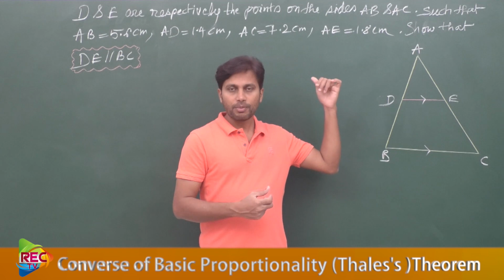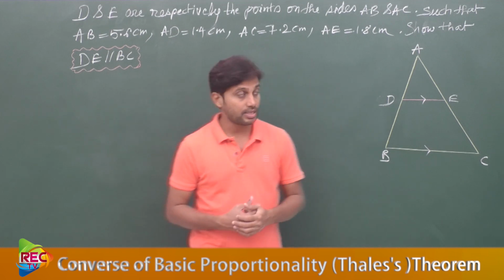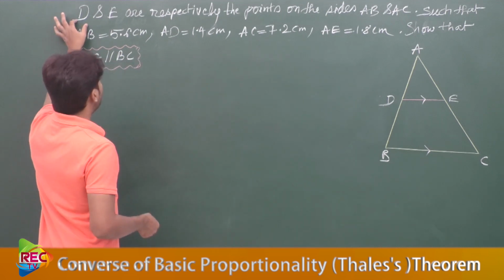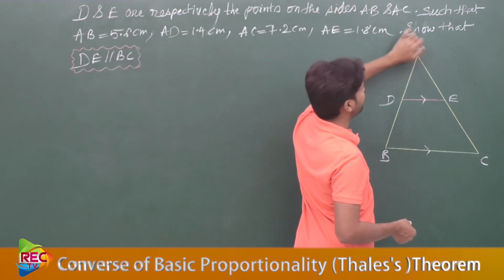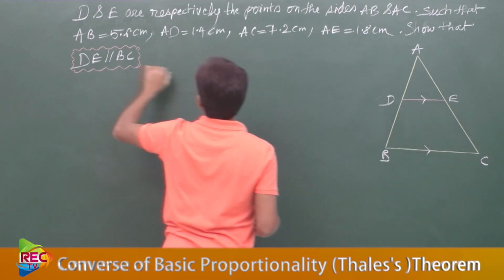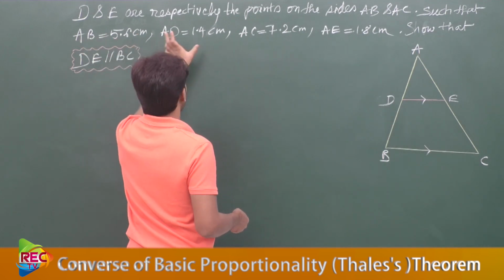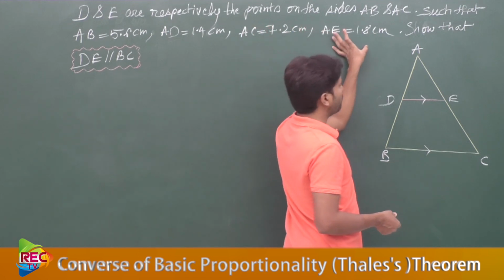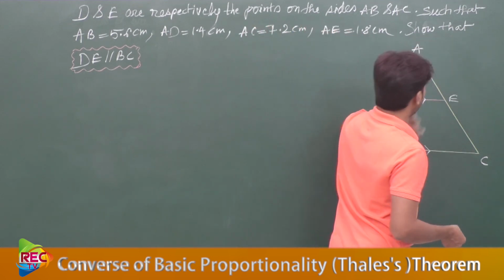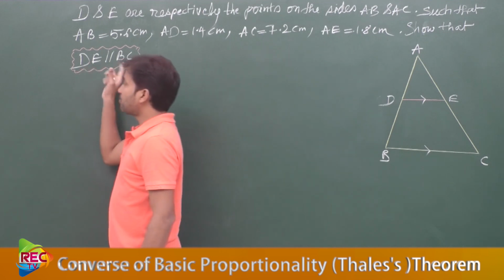Let us see what the problem is in this video. Right, see here. D and E are respectively points on AB and AC such that AB equal to 5.6, AD equal to 1.4, AC equal to 7.2 and AE equal to 1.8. Then show that DE is parallel to BC.